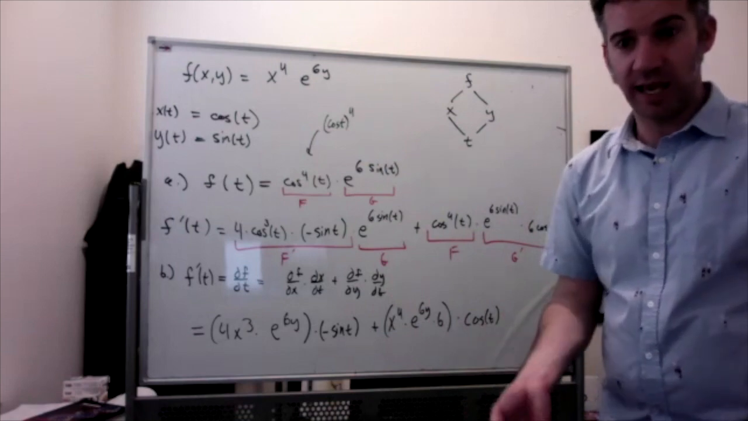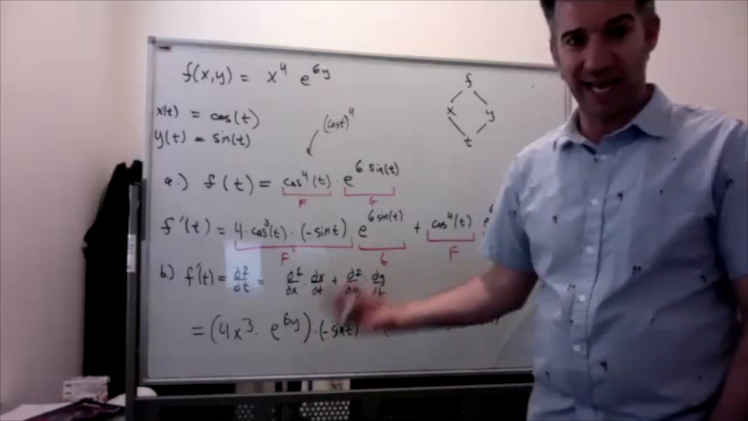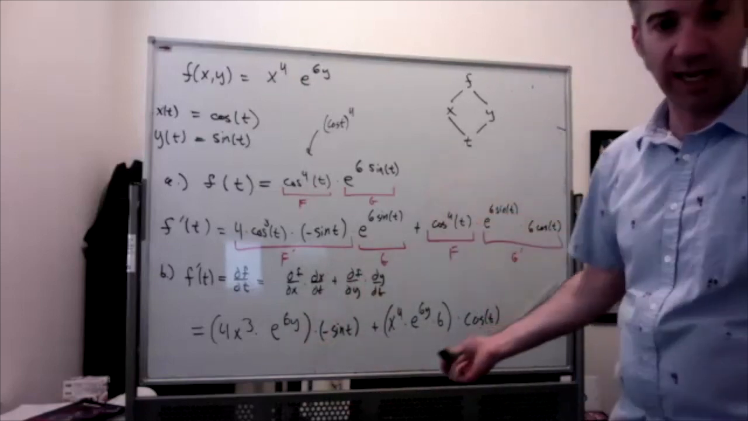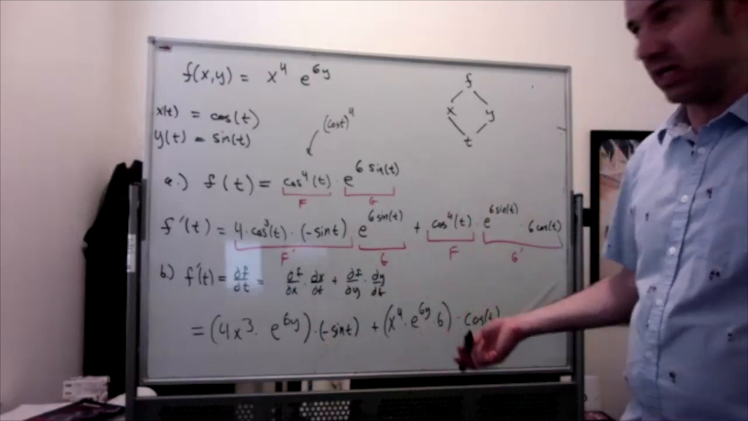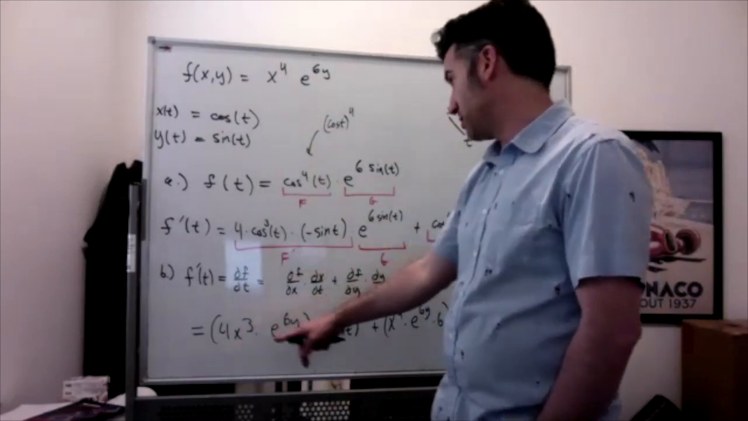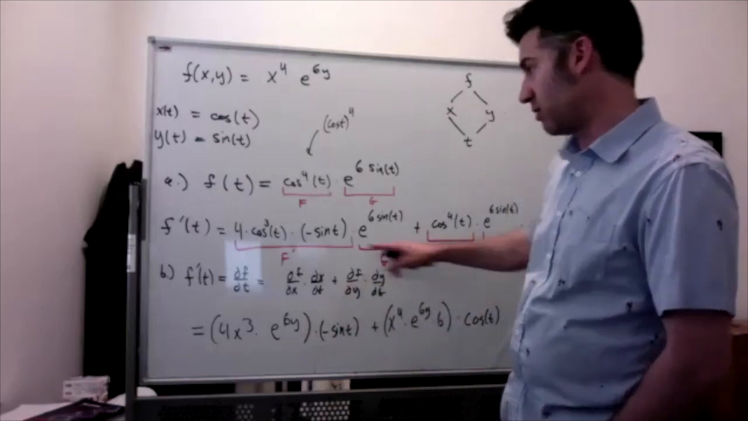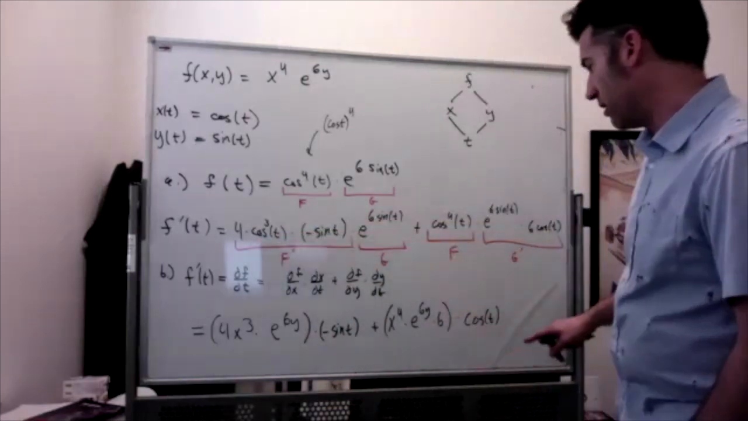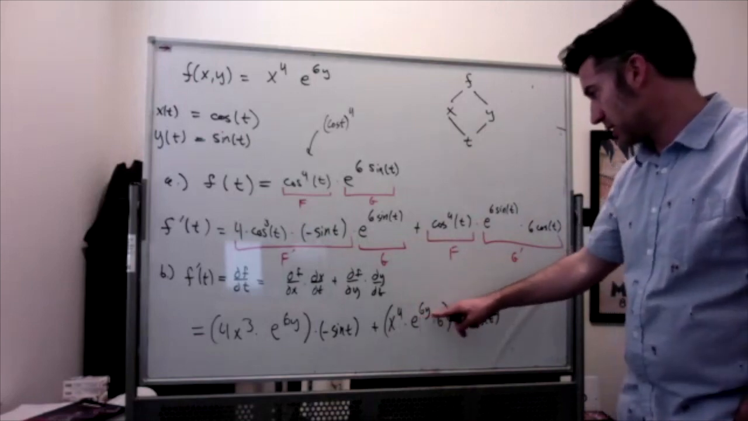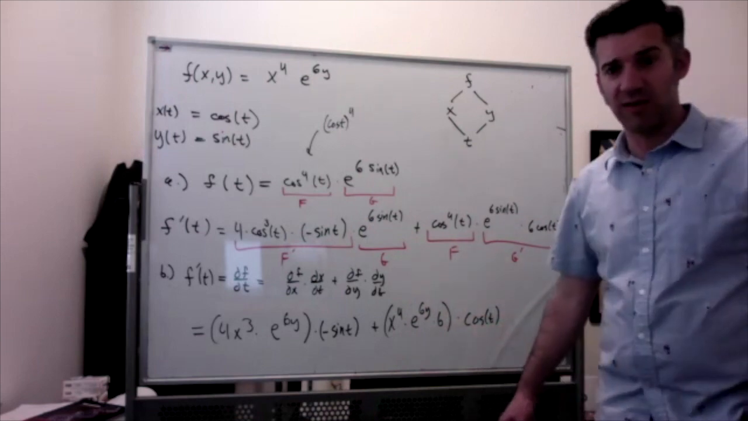And this is the same, although it looks a little different, right? Because in this answer, you've got x's and y's and t's. So if you wanted this to actually be the same as this, you'd have to plug in what x and y were in terms of t. So you say, oh yeah, if x is cosine, I get 4 times cosine cubed times e to the 6 sine, y is sine, times negative sine, which is exactly what I've got right here. And then here I have cosine to the 4th times e to the 6 sine times 6 times cosine t. So they are the same, they're just written a little differently.